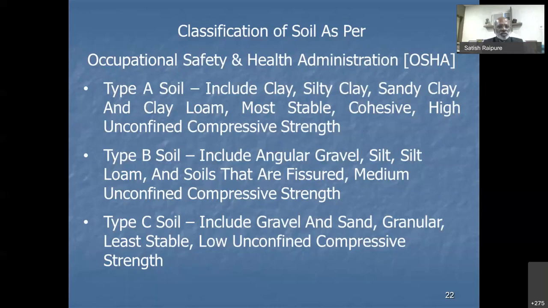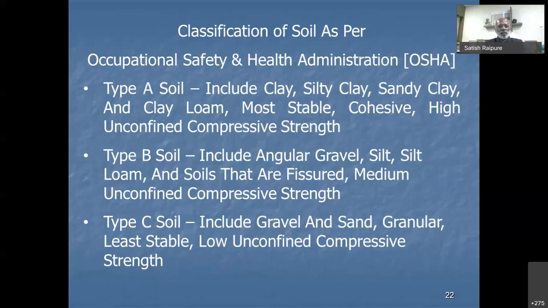safe bearing capacity. Type B soil is less cohesive than type A. This includes angular gravel, silt, silt loam, and these soils are fissured. And this gives you medium unconfined compressive strength, say in the range between 10 to 15 tons per square meter.